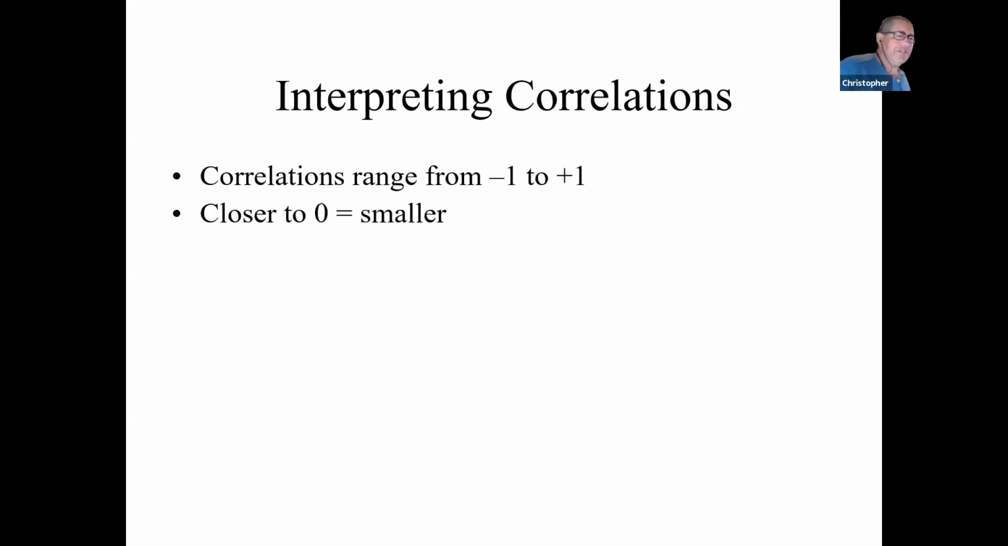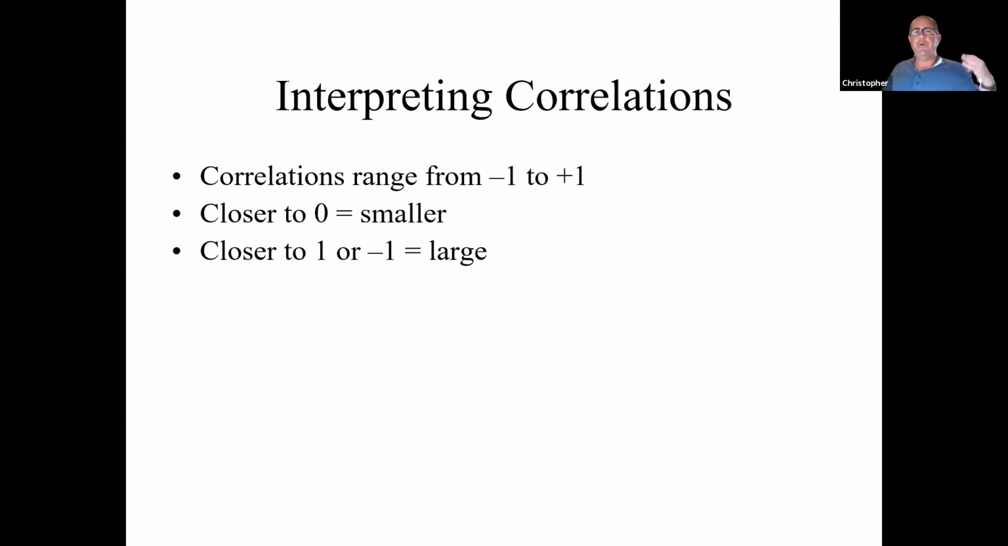All right, how do we interpret correlations? Correlations range from -1 to +1, so that's something to keep in mind when we're calculating correlations, is that if you're getting something outside of that range, it's wrong. Closer to 0 means smaller, so closer to 1 or -1 are the larger relationships here. The positive and the negative values here don't imply any less or more of something. They just give a direction of our relationships.